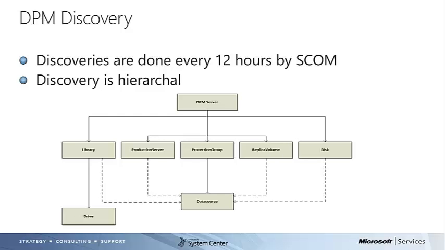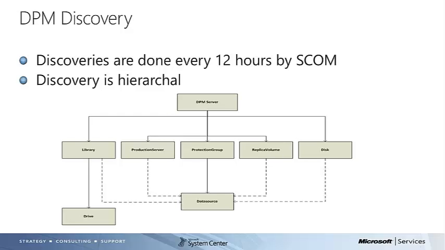So in theory, after the second round of discovery, you would see that you have DPM servers, and then you would see the storage pools, you would see replica volumes, protection groups, and so forth. But you wouldn't see the actual data sources. So you might see you have an Exchange protection group, but you wouldn't see the actual mailbox databases. And maybe you would see your tape library, but you wouldn't see the tape drives that are inside it. So that would just happen on the next discovery round.